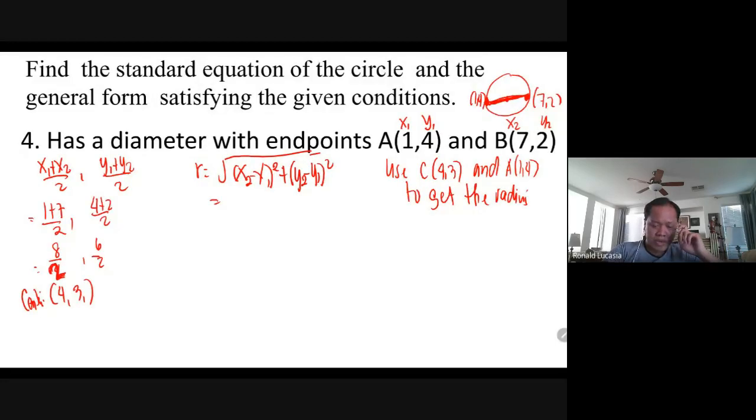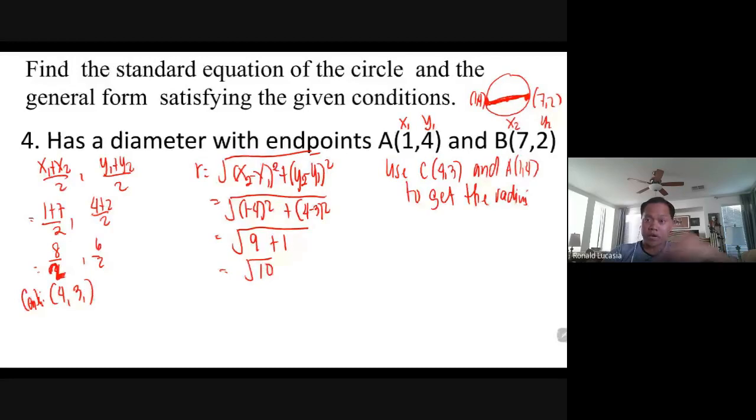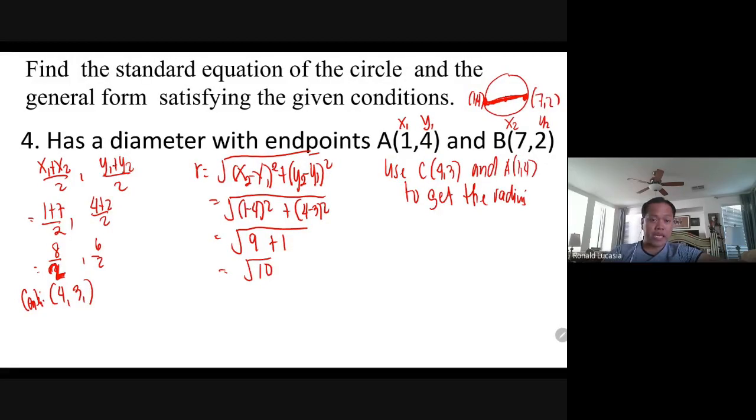Okay, so we have here 1 minus 4 quantity squared plus 4 minus 3 quantity squared. So 1 minus 4 is negative 3, squared is 9. 4 minus 3 is 1, squared is 1. So the radius is the square root of 10. So I can now get the standard equation of the circle as x minus 4 quantity squared plus y minus 3 quantity squared is equal to square root of 10 squared.